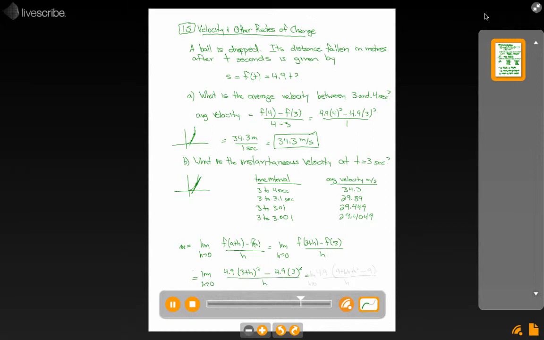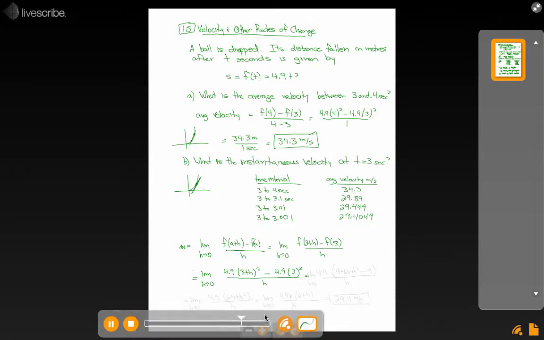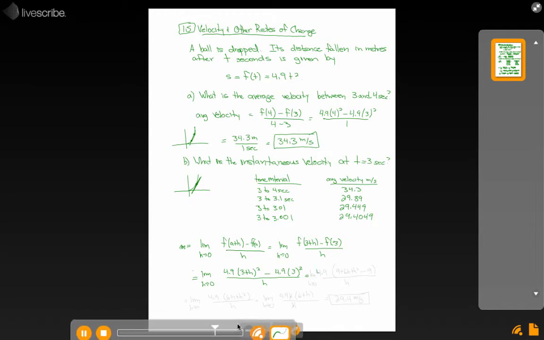So I do have a little bit of work to do to figure out what this is. If I'm going to expand this out, I could save myself a little bit of work by factoring out the 4.9 so that I don't have such ugly numbers as I go along. I've got 3 plus h squared, which is 9 plus 6h plus h squared, and then minus 3 squared, which is 9, all of that over h. The good news is that 9 minus 9 is 0, and I have the limit as h approaches 0 of 4.9 times 6h plus h squared, all of that over h.